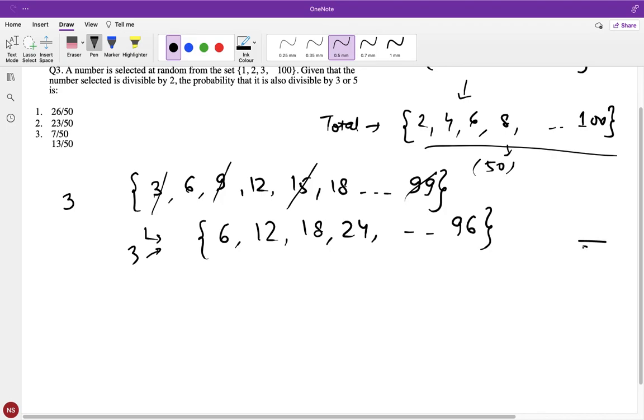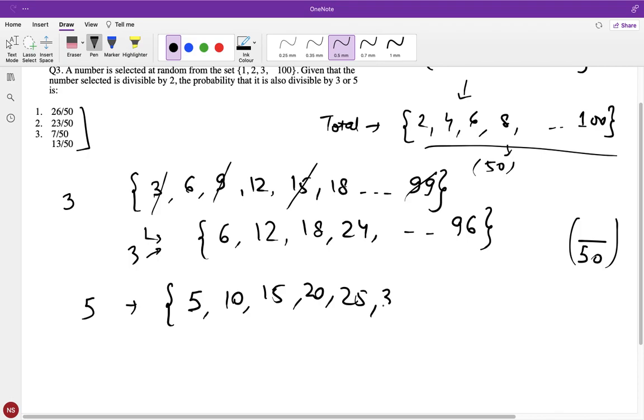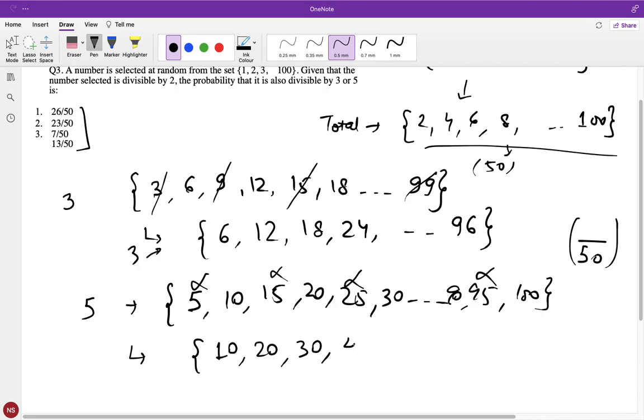So in the denominator of our probability solution, you will get 50, and it is clear from the options that 50 is there already. Now let us look at the set of numbers which are divisible by 5. So 5, 10, 15, 20, 25, 30, dot dot dot, 95, 100. Now it is given that the number selected is divisible by 2. So even in this set, odd numbers are gone, right? So what is the remaining set? 10, 20, 30, 40, dot dot dot, 90, 100.